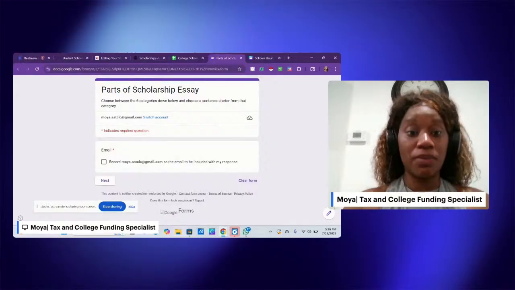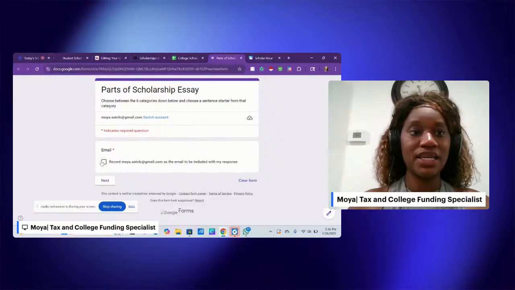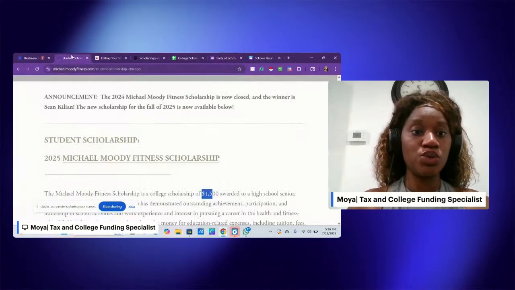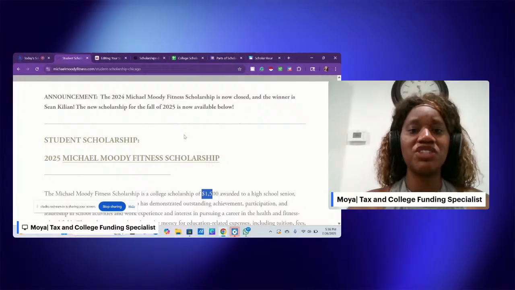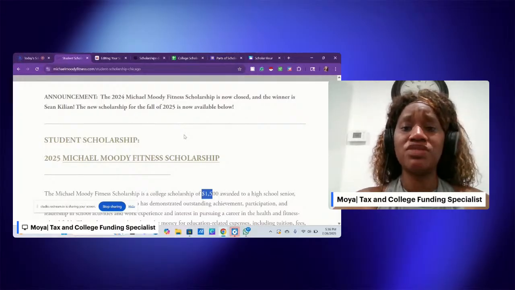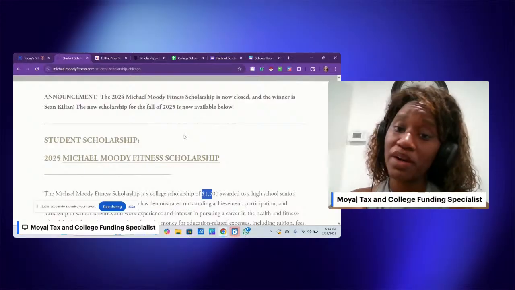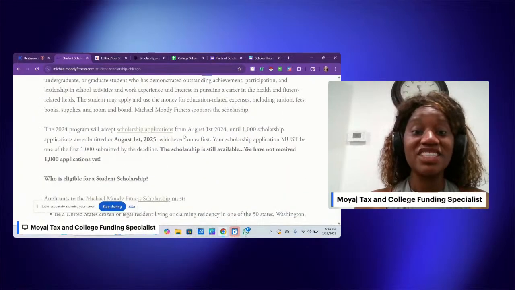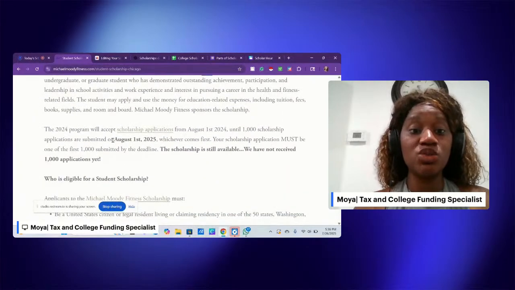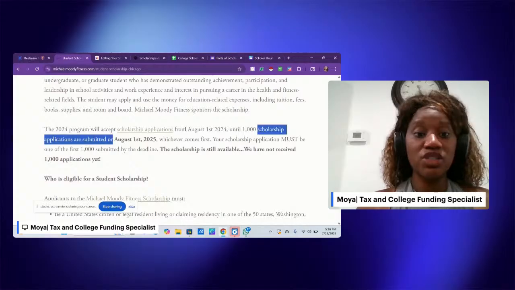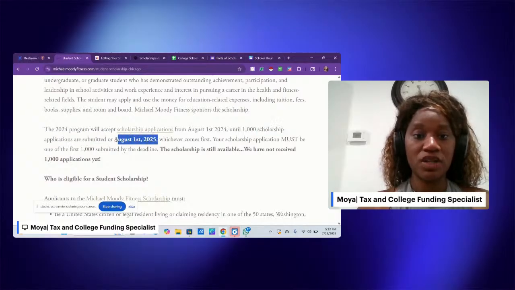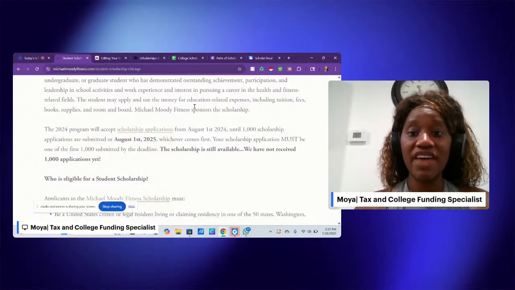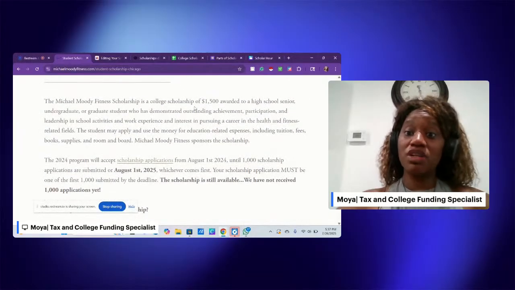Okay, so what we have here is, let's first go to the scholarship, so that way we have an understanding of the types of people that they're looking for. It looks like they already picked their person for 2024, but they still have availability for 2025. This scholarship is due on August 1st, 2025. Let's go through a little bit about what they're looking for.